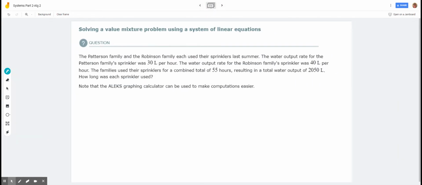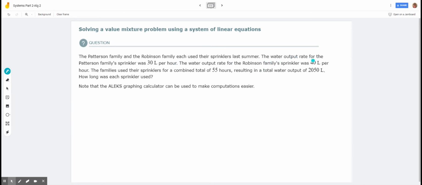Solving a value mixture problem using a system of linear equations. These are typically, again, setting up two lines and you get a system, two variables, which is really nice. So the Patterson family and the Robinson family each used their sprinklers last summer.